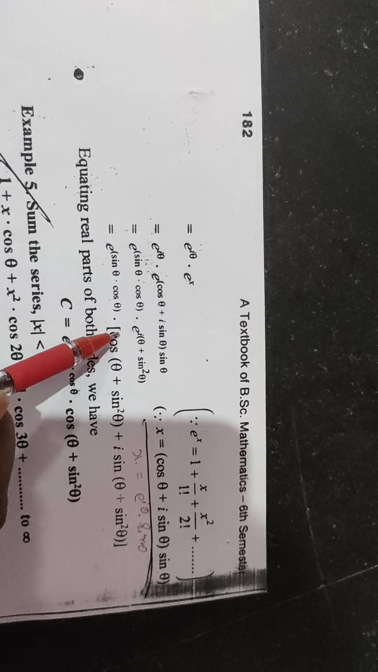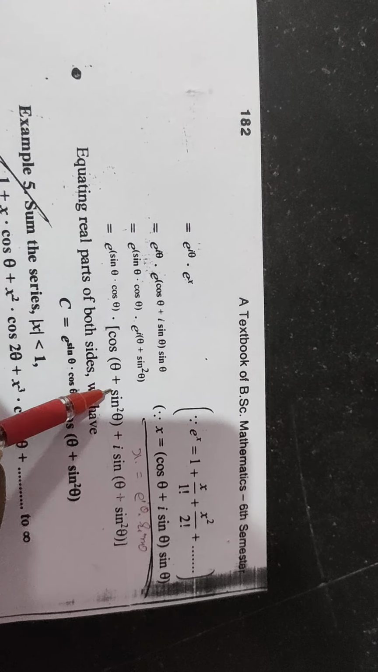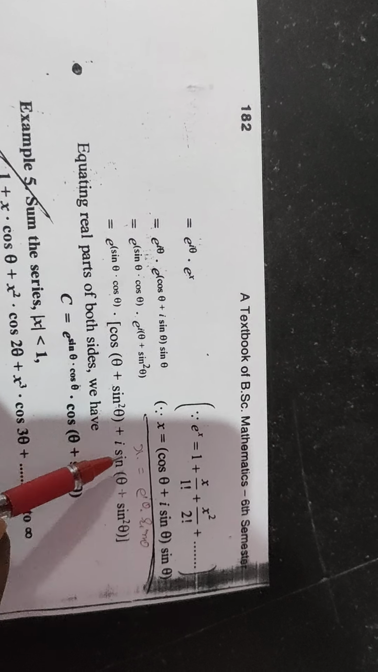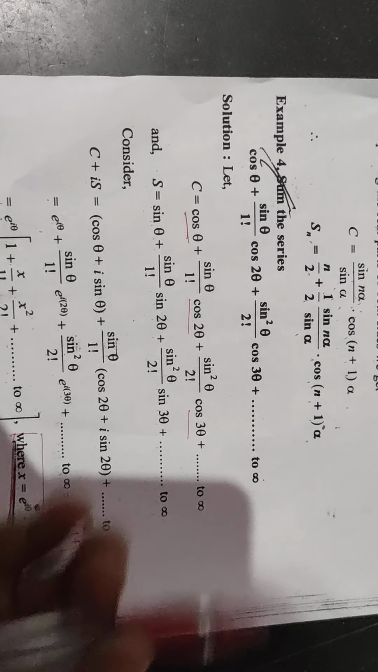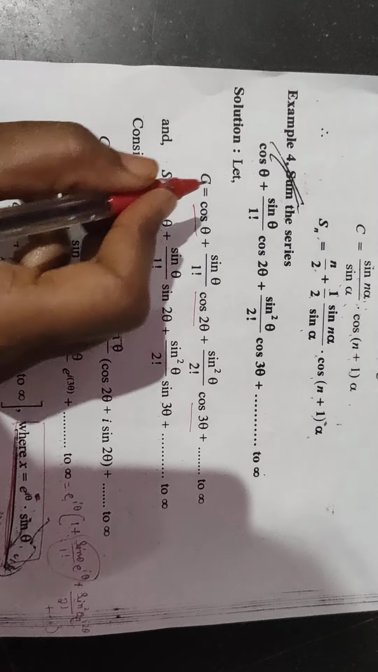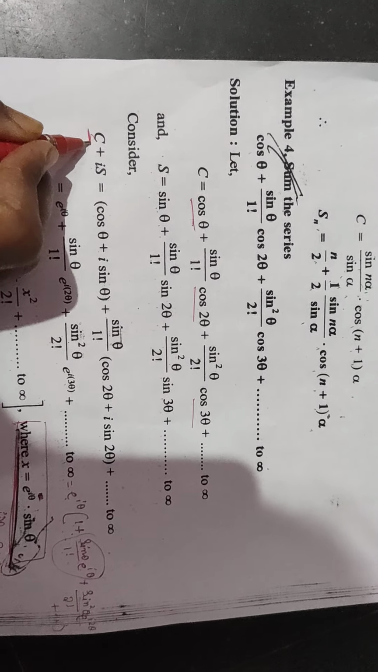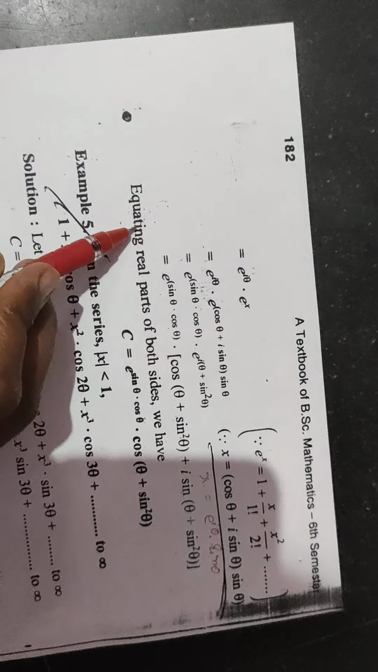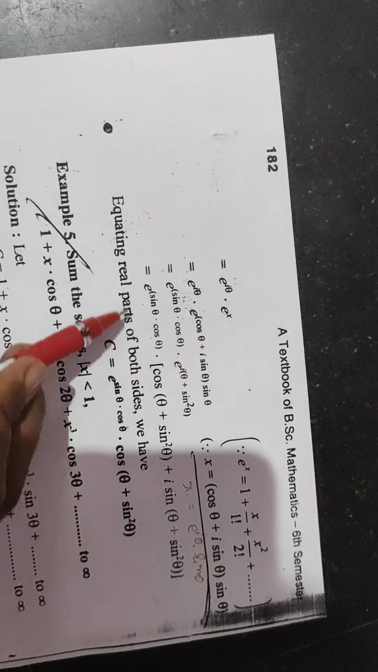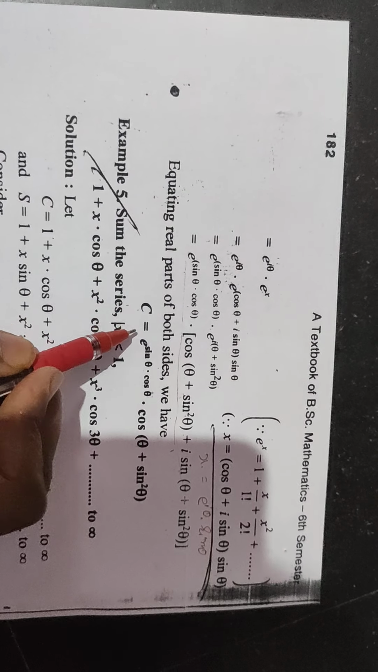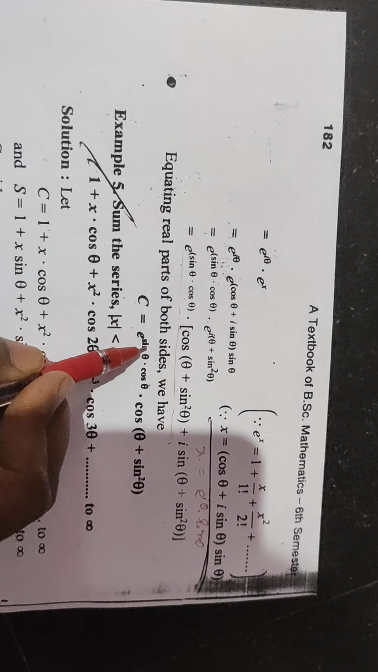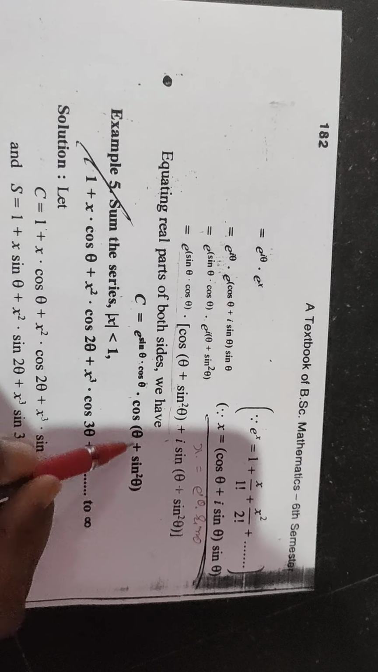Now this value is equal to e power sin theta cos theta, which can be written as cos of theta plus sin square theta plus i into sin of theta plus sin square theta. Here we need this C value. C is the real part. Therefore, by equating real part on both the sides, we get C is equal to e power sin theta cos theta into cos of theta plus sin square theta.